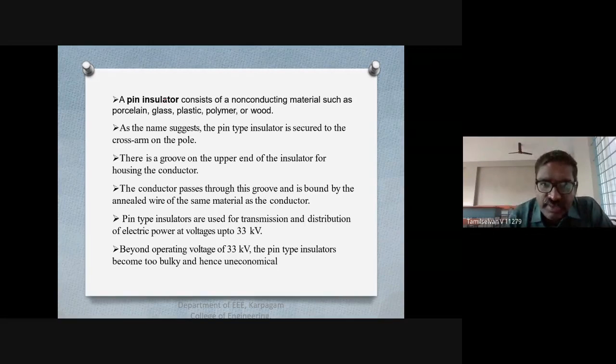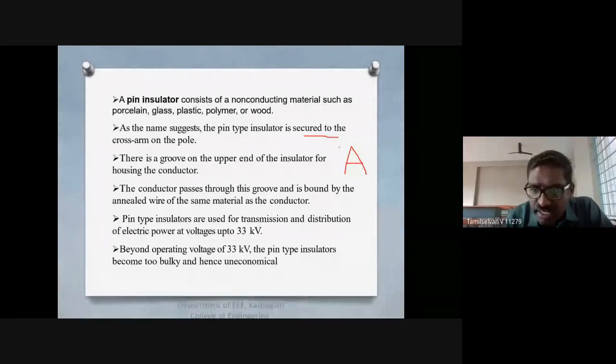I have told you it will be secured to the cross arm. Suppose in the middle I have a transmission pole, an A type of pole. I am placing a cross arm here, and the insulator will be placed at this point, and it will be screwed on the cross arm.